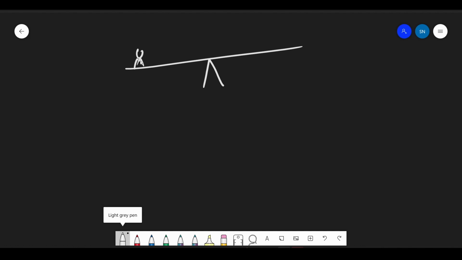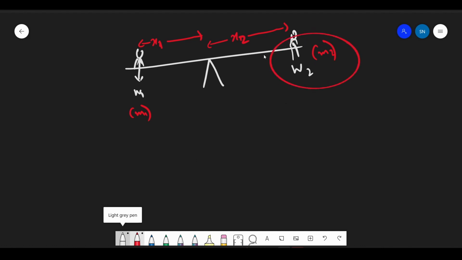So this is your pivot. This is load 1, this is load 2, this is x1 and this is x2. Let's say the mass of this body is m, the mass of this body is m1, and the mass of this body is m2. This is going to produce a clockwise moment of force, and this is going to produce an anti-clockwise moment of force. Now, if all the anti-clockwise and clockwise moments of force are equal, then we'll say that the beam is balanced.